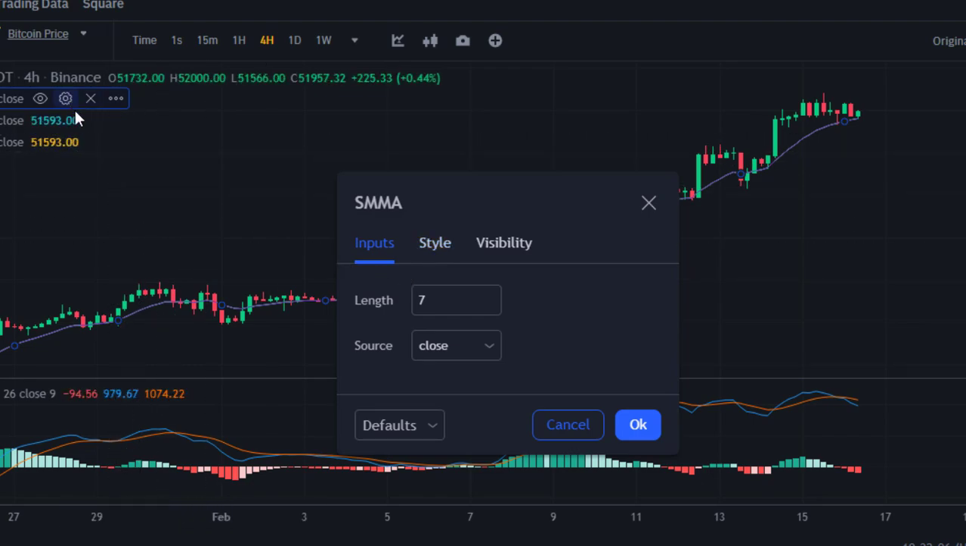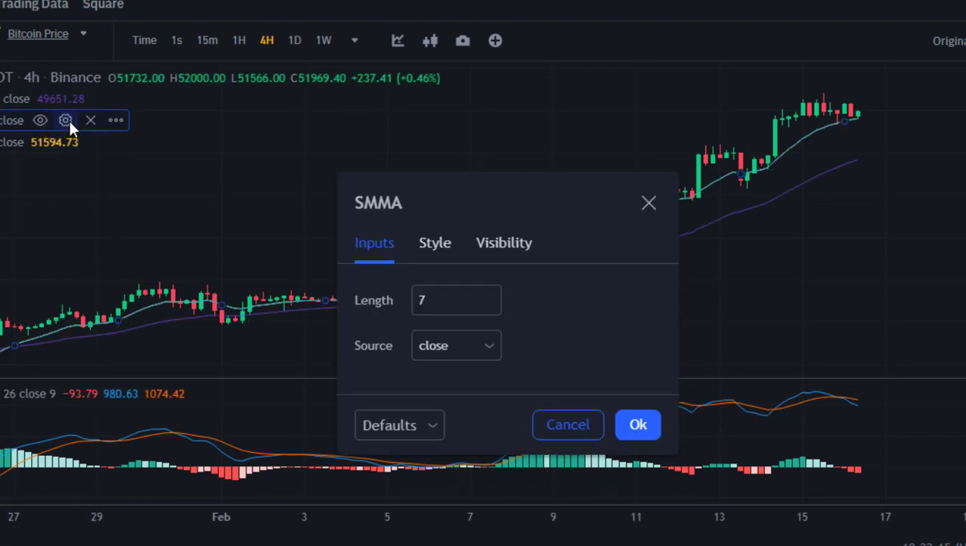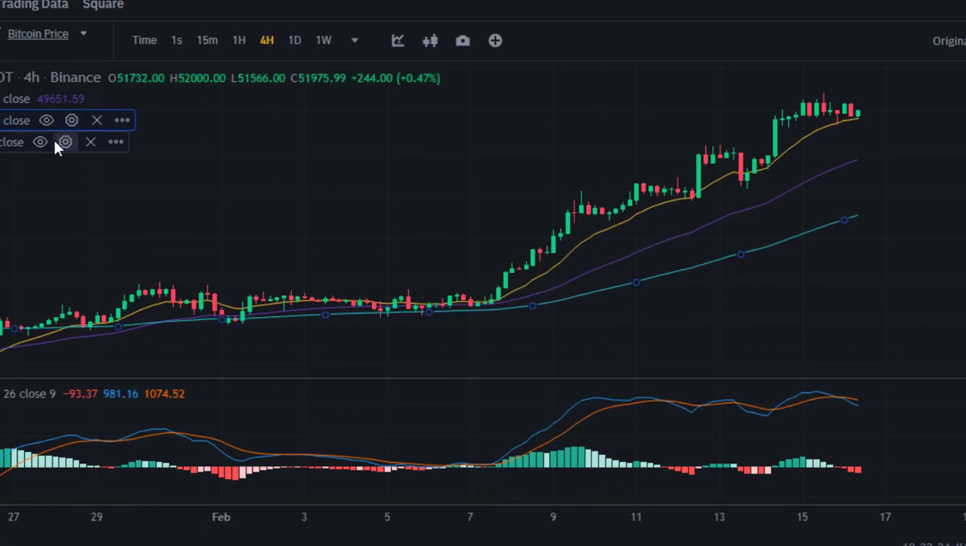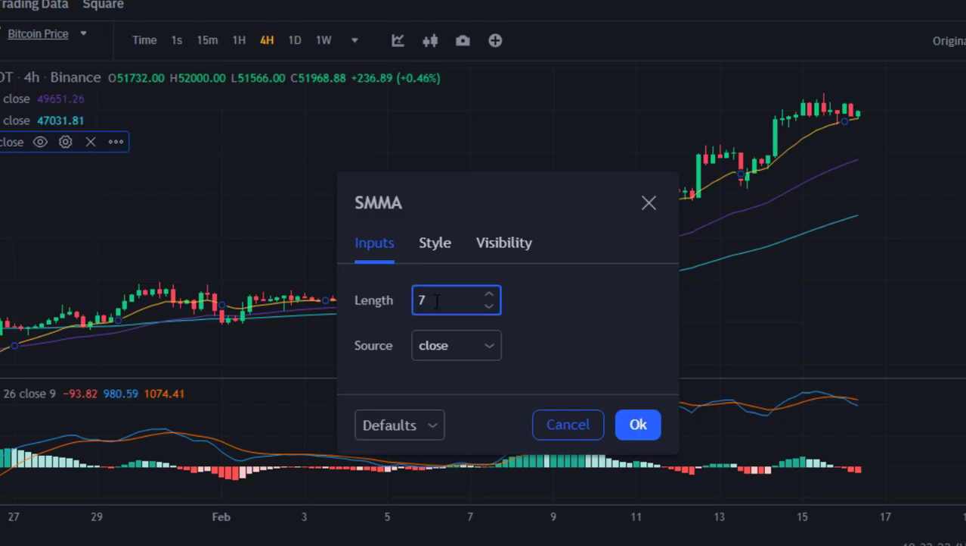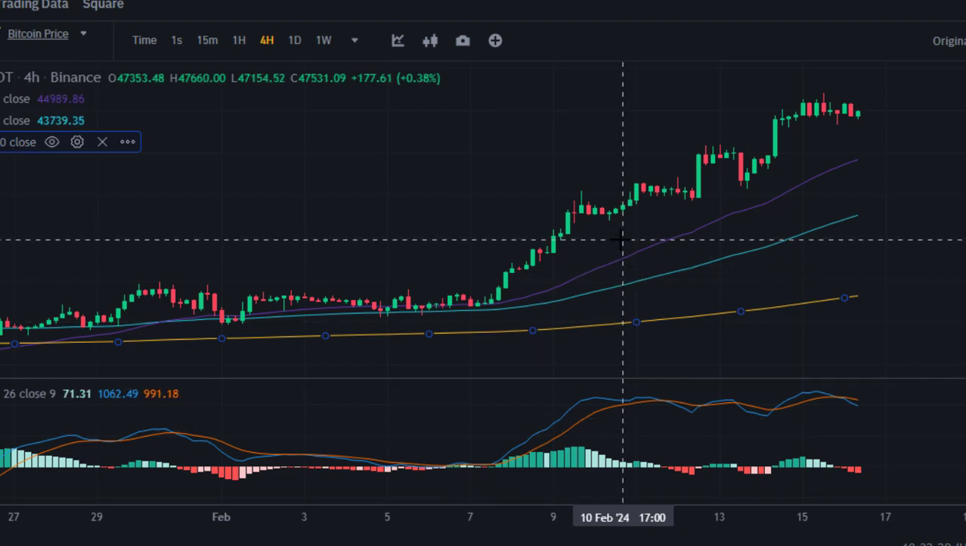For this first one, I want to change it from a 7 period to a 21 period moving average, and the second one I have to change as well to 50 period, and the last one has to be changed to 200 period. Okay, so once I'm done with these settings, you see the indicator is perfectly set on my chart and I am ready to go with this trade.